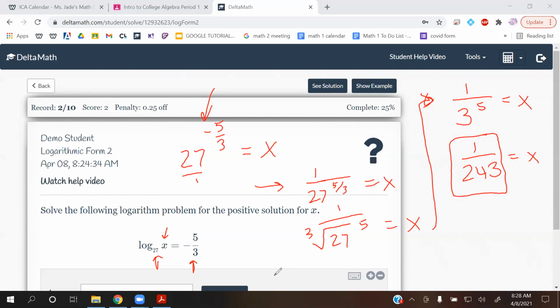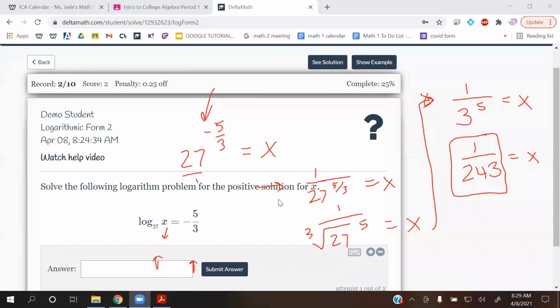So I'm going to pause here, see if you guys have any questions. I'm going to scroll and enter in 1 over 243.